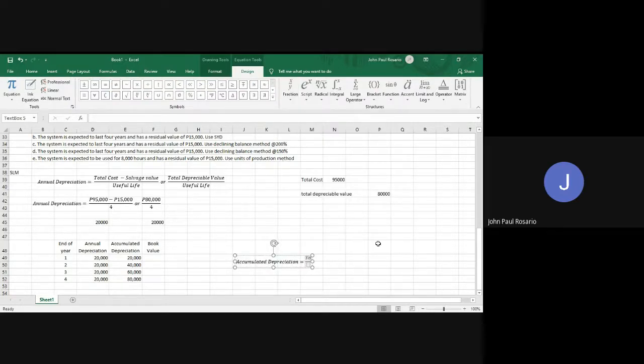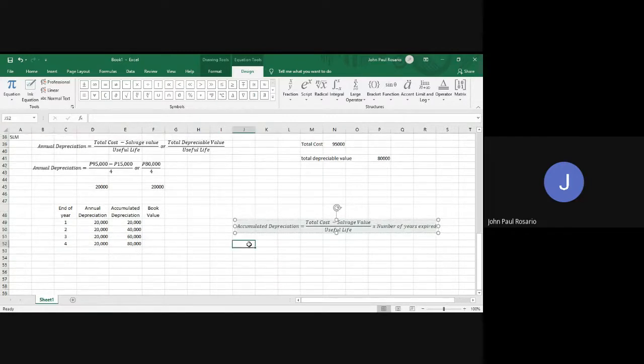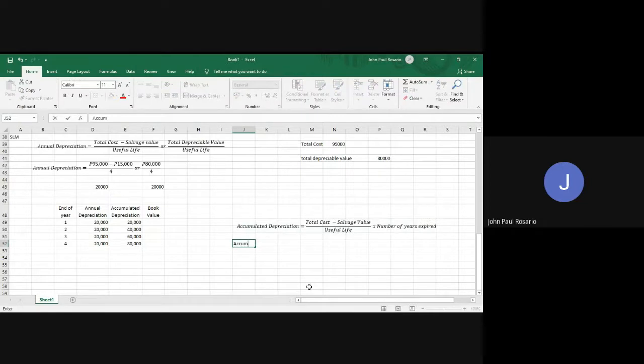Okay, so total cost less salvage value, and then we divide that by our useful life, and we multiply that by the number of years expired. So for example, the question is the accumulated depreciation on year 3.